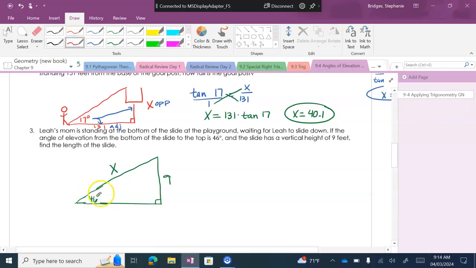So in reference to our angle, what two sides do we have? Do we have opposite? Do we have adjacent? Do we have hypotenuse? I need at least two of them. Mm-hmm. 9 is my opposite. X is my hypotenuse. What ratio uses opposite hypotenuse? Sine. So we're going to set this up. The sine of my angle equals my opposite side over my hypotenuse.